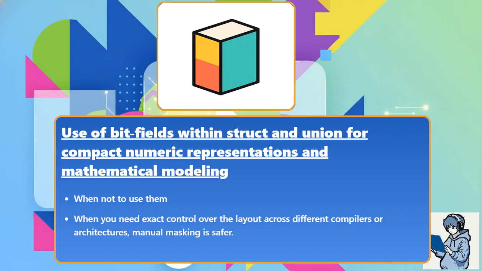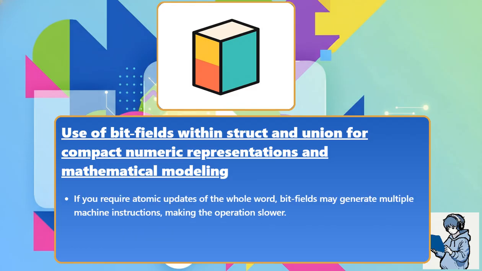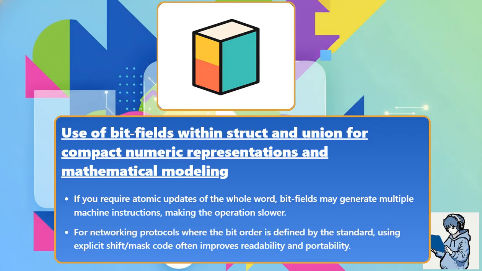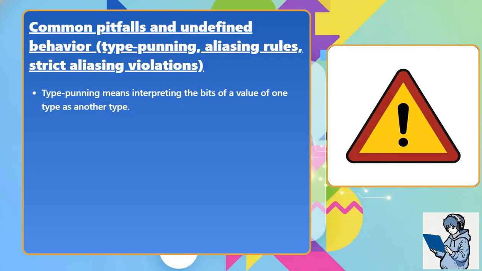When you need exact control over the layout across different compilers or architectures, manual masking is safer. If you require atomic updates of the whole word, bit fields may generate multiple machine instructions, making the operation slower. For networking protocols, where the bit order is defined by the standard, using explicit shift mask code often improves readability and portability. Type punning means interpreting the bits of a value of one type as another type.